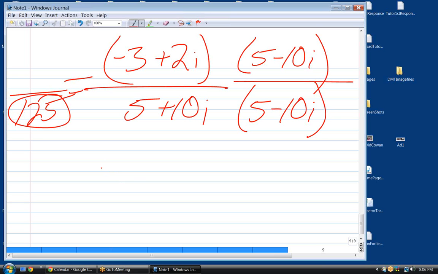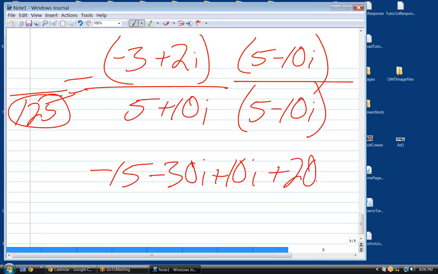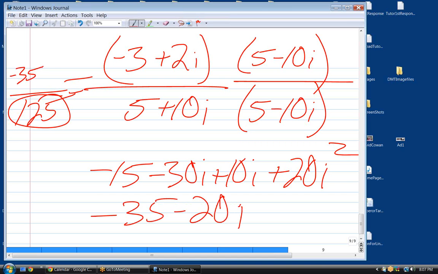Minus 15, minus 30i, plus 10i, plus 20i squared. What did this turn into before? Minus 35 minus 20i. Well, that's our numerator. Minus 35 minus 20i. Now, what's better about this is it's got the complex number in the numerator, and it's okay to be in the numerator. You just can't have it in the denominator.